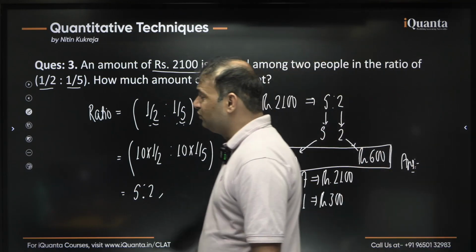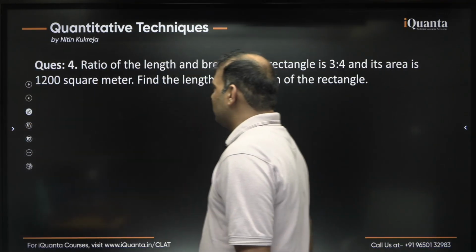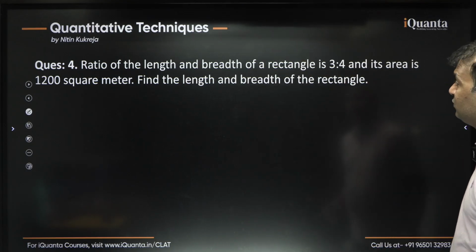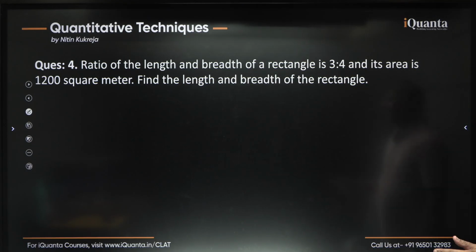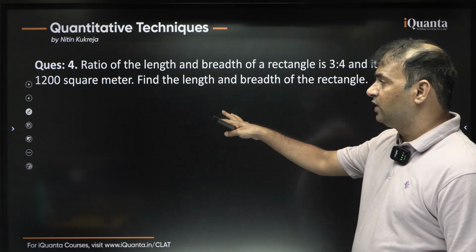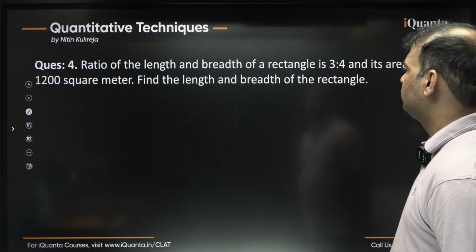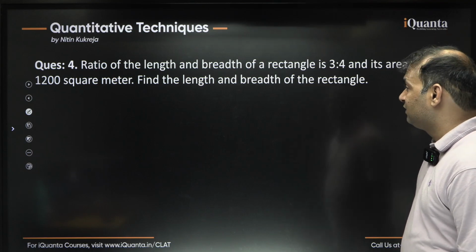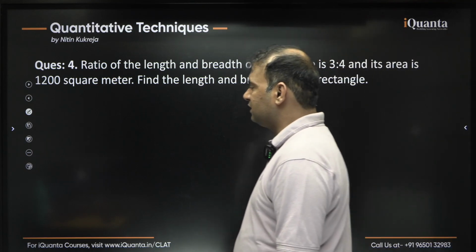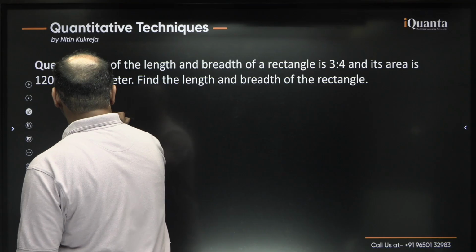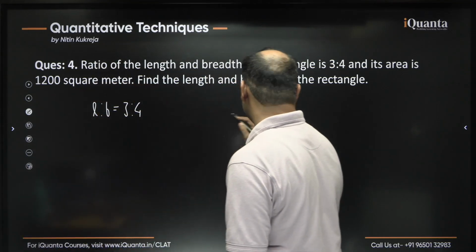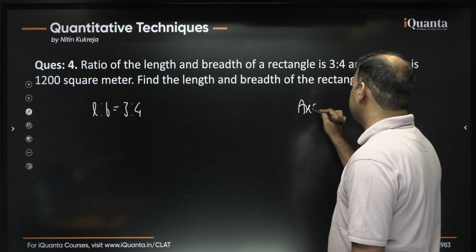Now let's move to question number 4. This question says that the ratio of the length and breadth of a rectangle is 3:4, and the area is given as 1200 square meters. Find the length and breadth of the rectangle. This time the area is given, and the ratio of length and breadth is given, 3:4. The area is 1200, and we need to find the length and breadth.